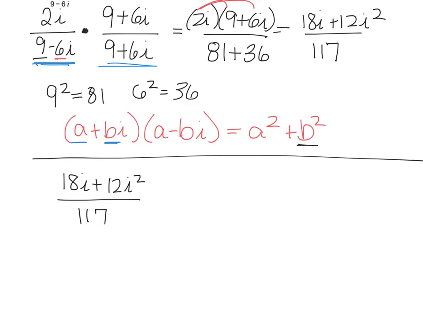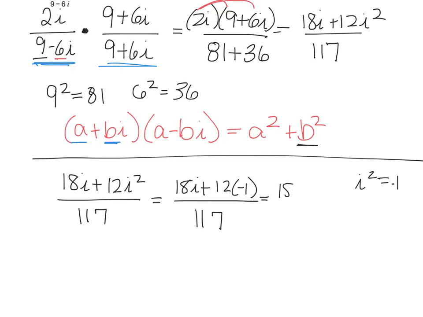Now I need to simplify my numerator. To do that, I'm going to rewrite the i squared as a negative 1, because i equals the square root of negative 1, so i squared is just negative 1. So 18i plus 12 times negative 1, that gives me 18i minus 12 over 117.